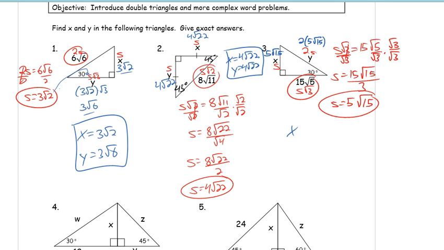So that means x is going to be 5 radical 15. Y is going to be 2 times 5 is 10 radical 15, because that long side is always twice the short side. Okay, so those are our basic setups.